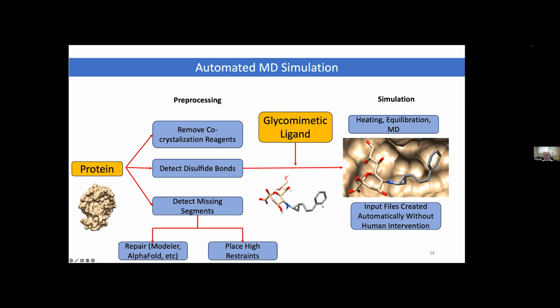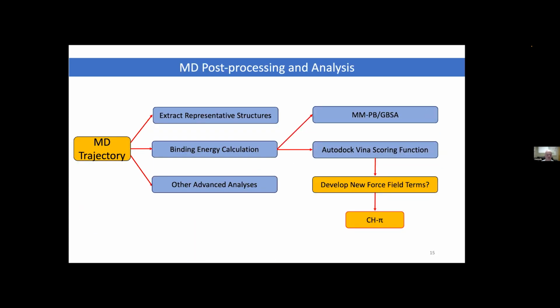And then, of course, you take the ligand and you do the docking that I've just proposed. Once you've done this, from the MD, we extract representative structures. We do a binding energy calculation, perhaps an RMSD calculation, see whether it's drifting off, and then perform something like an MMGBSA or AutoDock. And when you do this, sometimes you discover that there are missing terms that need to be in the force field, such as CH-pi.